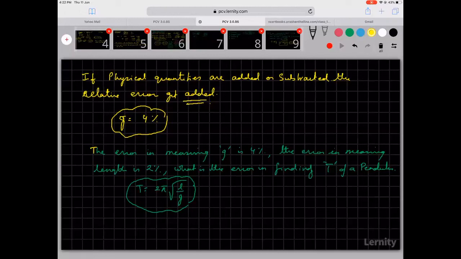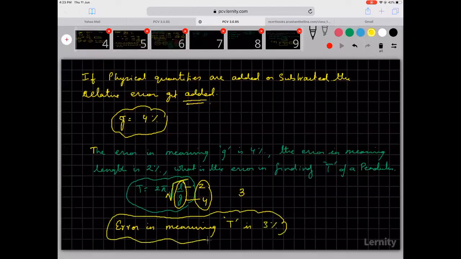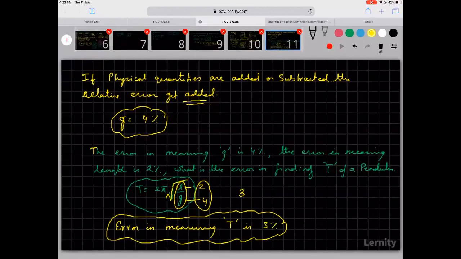So here, let us understand that the error in measurement of gravity is 4. The error in measurement of length is 2. So total error in L by G will become 6. Now because of the root over, it will become half of 6. Half of 6 will become 3. So the error in measuring T is 3%. So that is how you work with it.